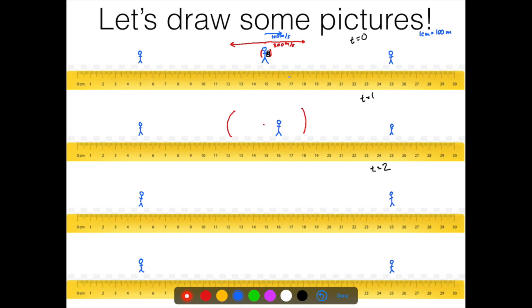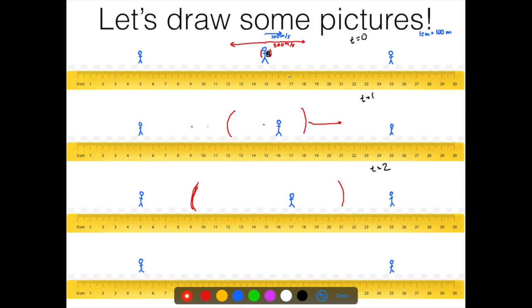What's going to happen? Well, the dude who is at 16 is now going to be at 17. The sound that was at 18 is now going to move 3 more over to the right, and that's going to be at 21 now. The sound that was at 12 is going to move 1, 2, 3 to the left, and that's going to be down here at 9 now. So that's that wave front.